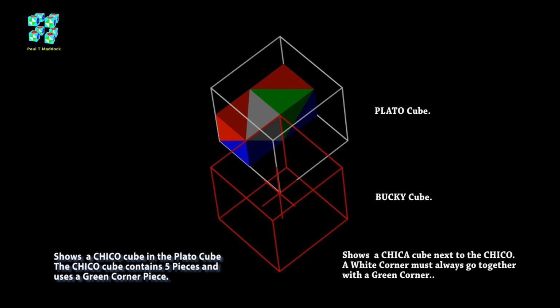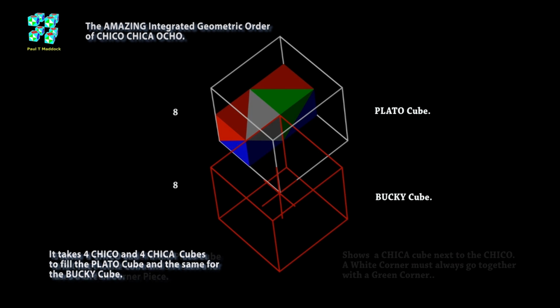Now there's something important to remember. The Chico never goes together with a Chico, and a Chica doesn't go together with a Chica. They're always opposite. So a white always goes together with the green. Okay, it takes 8 of these little cubes to fill the Plato cube and 8 to fill the Bucky cube.